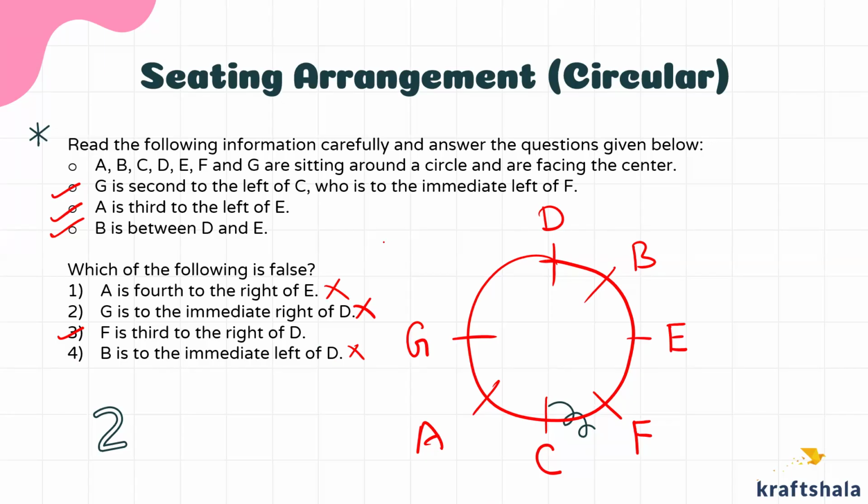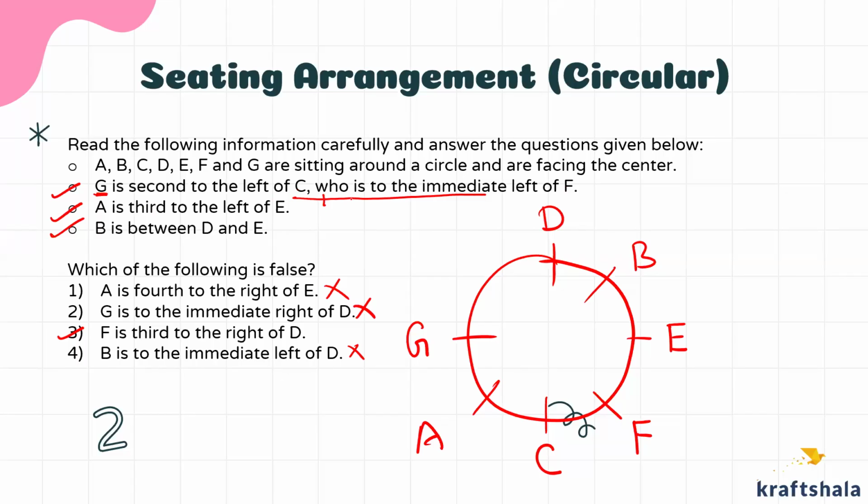So answer third. I think the people who made the mistake must have made the mistake here. You might have positioned G as the immediate left of F. So always remember, if you translate this particular sentence, G is second to the left of C, who is to the immediate left of F. You people considered it as G is second to the left of C and is to the immediate left of F. Are you getting the difference?